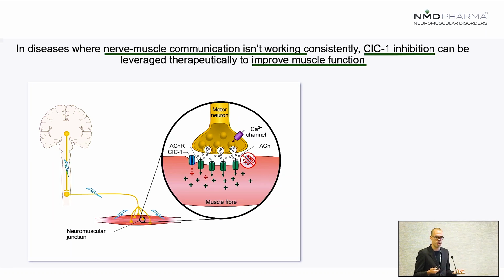We also have other ion channels residing in the muscle membrane that are very important for the transmission of signals from the nerve to the muscle. One of these ion channels is called CLC1, which is a chloride channel. The chloride channel's role is to inhibit transmission, so it functions as a brake. The goal with NMD670, or any CLC1 inhibitor for that matter, is to loosen the foot on the brake, allowing signals to come through when there is an impaired ability to transmit signals from the nerve to the muscle.